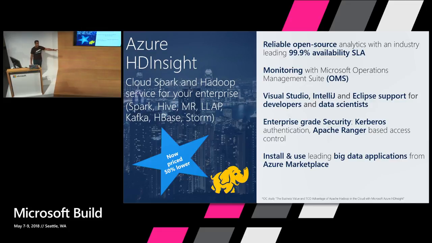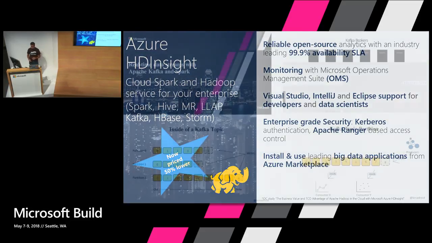So by the way, we just announced a price cut, and now it's 50% lower than what it used to be before. So it's even easier and cheaper for you to justify that decision to run these clusters on the cloud, which is much more scalable. And before we did the price cut, we had a Forrester TCO study, which showed that running Azure HDInsight clusters compared to on-prem saves you 60 to 70% of your management costs.